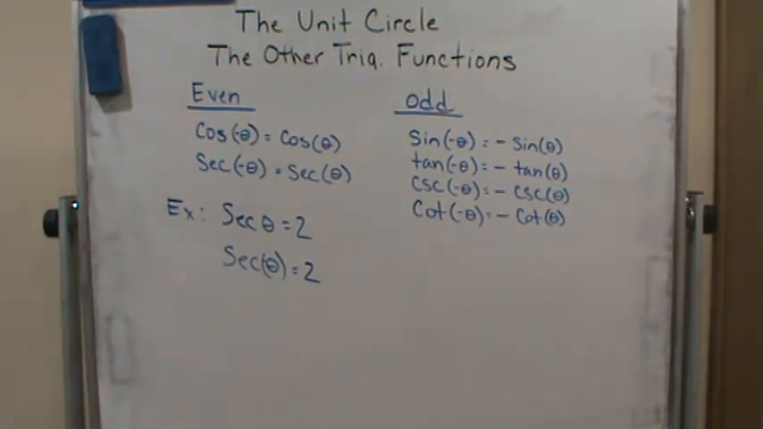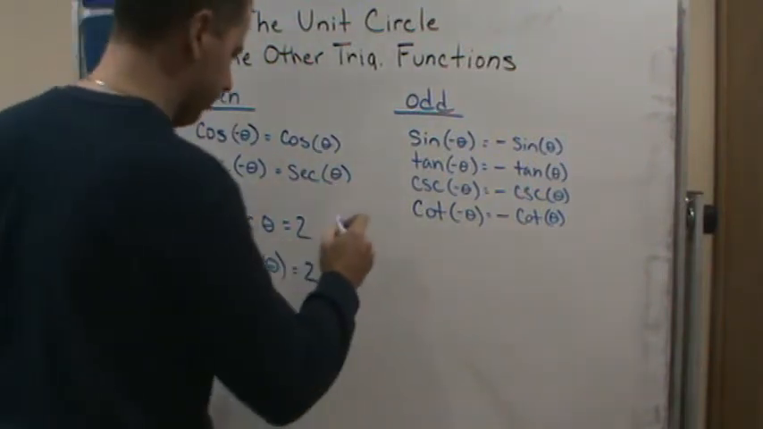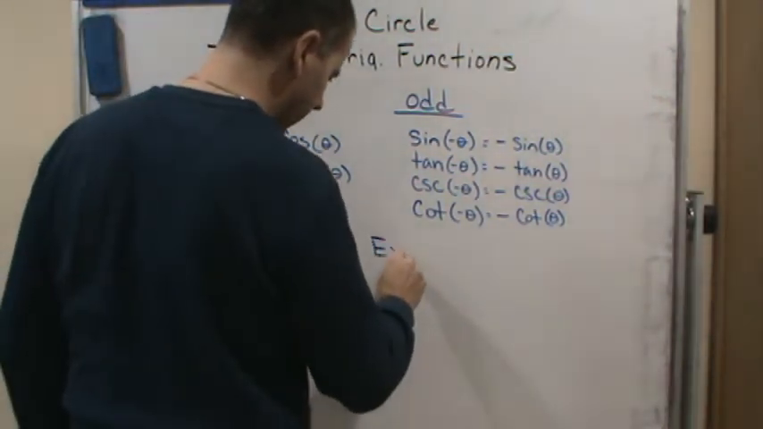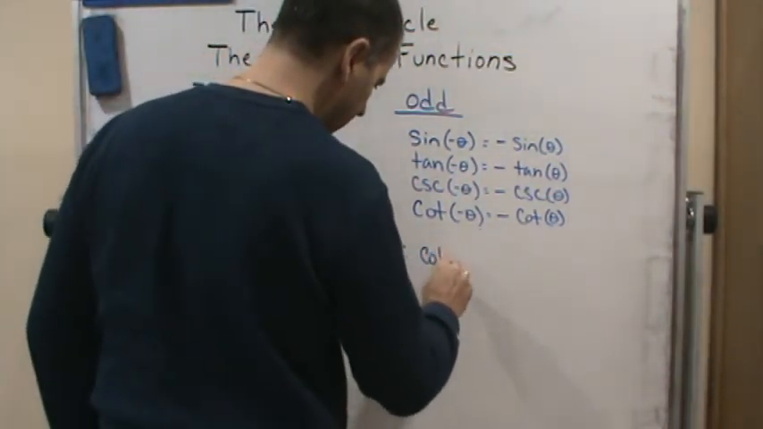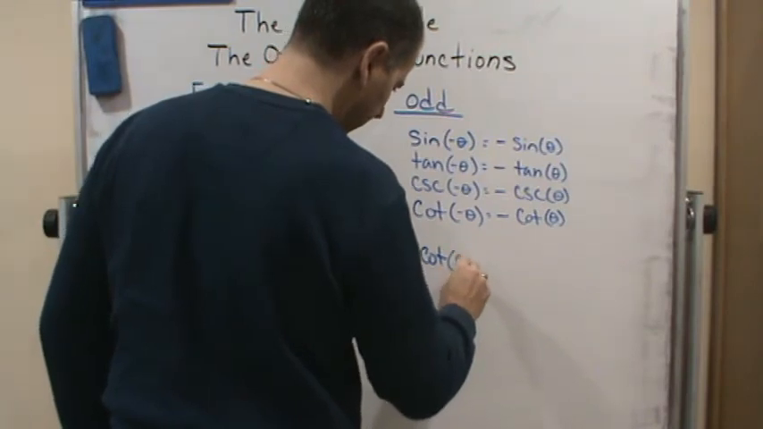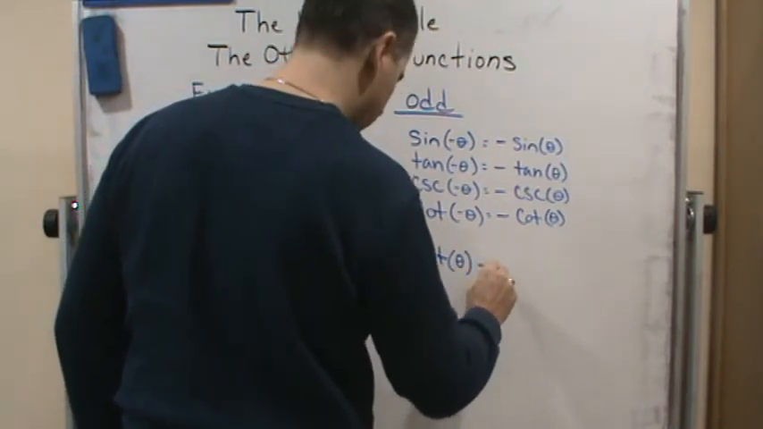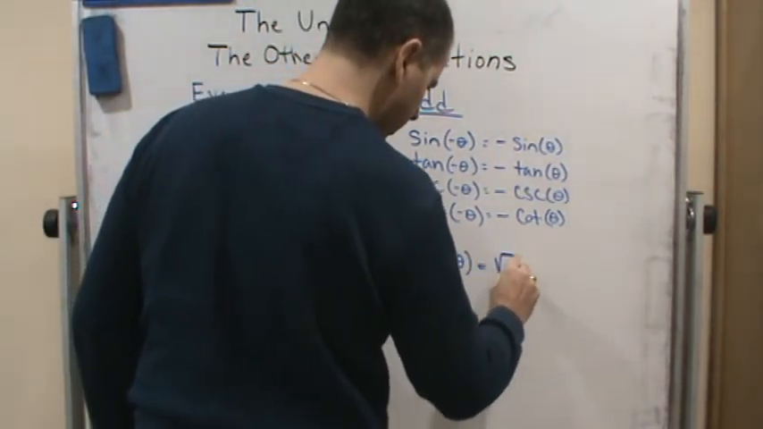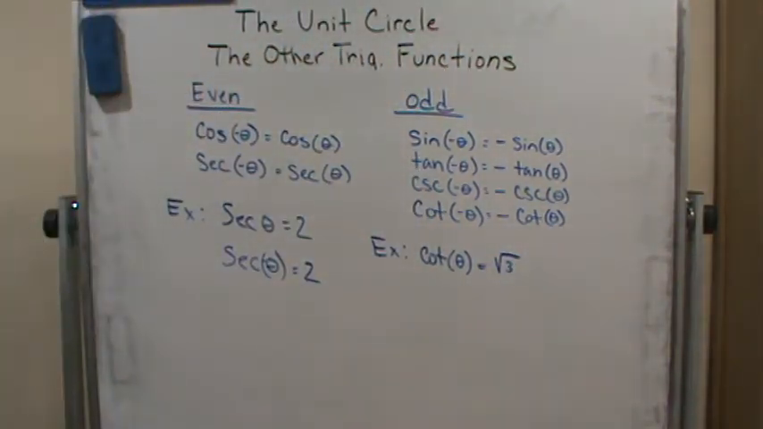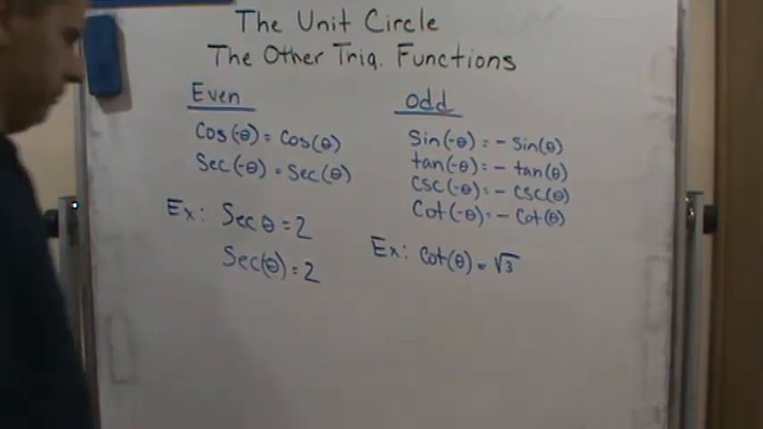Let's say that we have this. The cotangent of an angle is the square root of 3. So we have an angle example, and we know that cotangent of angle theta is equal to the square root of 3. So again, they're giving us that. What is the tangent of negative theta?